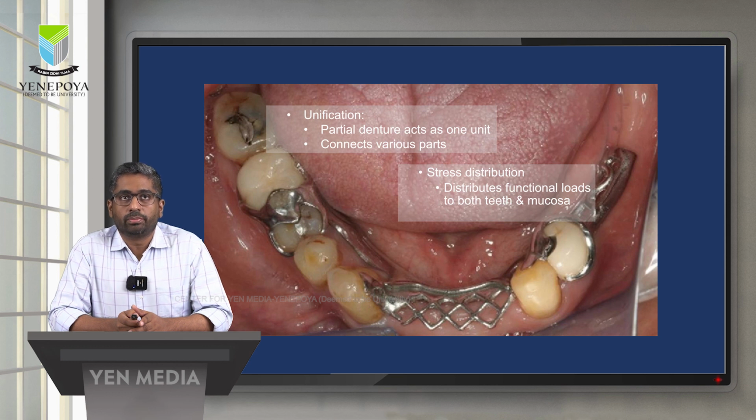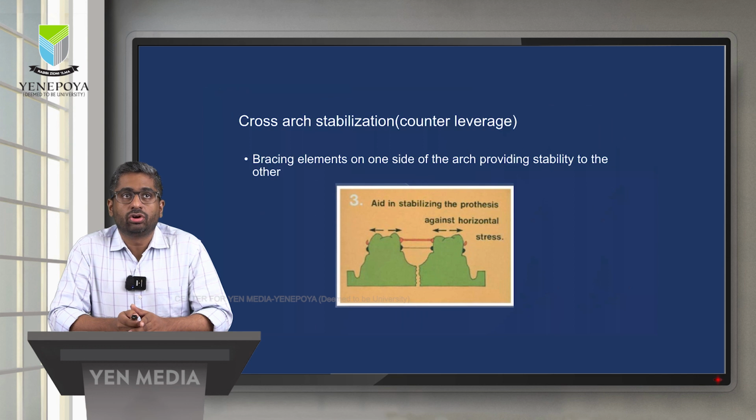Unification. Partial dentures act as one unit and connect various parts of it. Coming to stress distribution, it distributes functional loads to both the teeth and to the mucosa. Cross-arch stabilization or counter leverage. Now, bracing elements on one side of the arch provide stability to the other side of the arch. This aids in stabilizing the prosthesis against horizontal stresses.